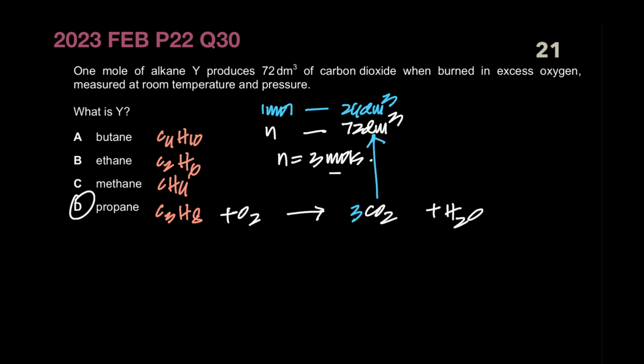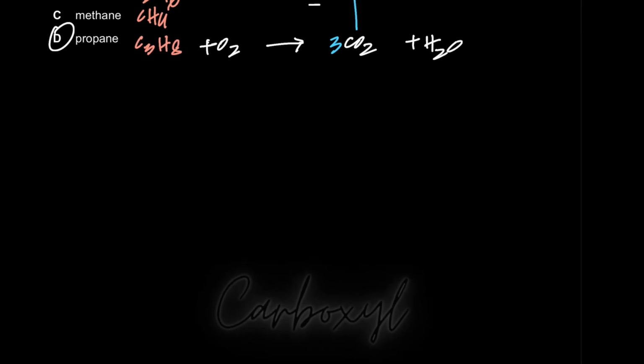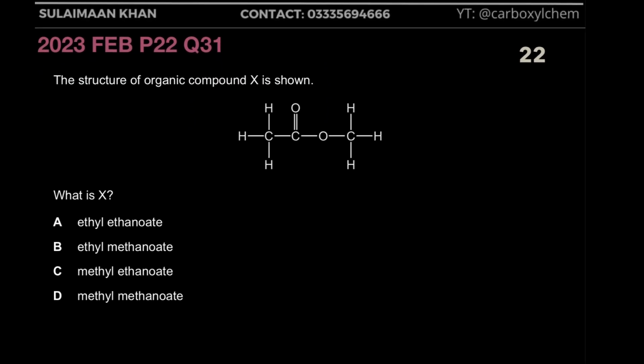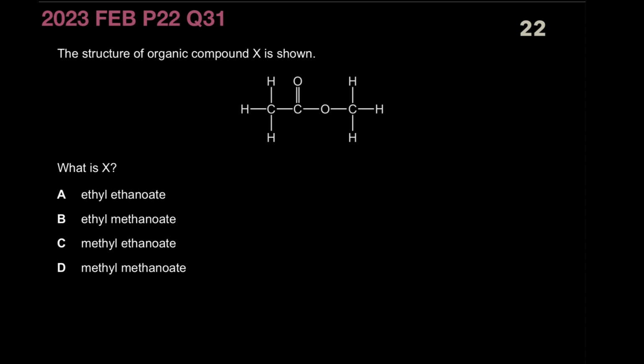And if you want to do donkey work, you could balance each and every option out. In this option, you're going to get 4 moles of carbon dioxide. In this, you're going to get 2 moles. In this, you're going to get 1 mole. And in this, you're going to get, obviously, 3 moles of carbon dioxide. And that's going to be equal to 72 decimeter cube. Done? Pretty easy. Next question says, the structure of organic compound X is shown.